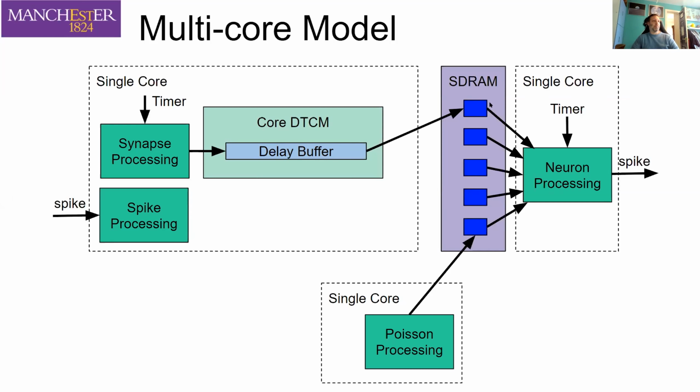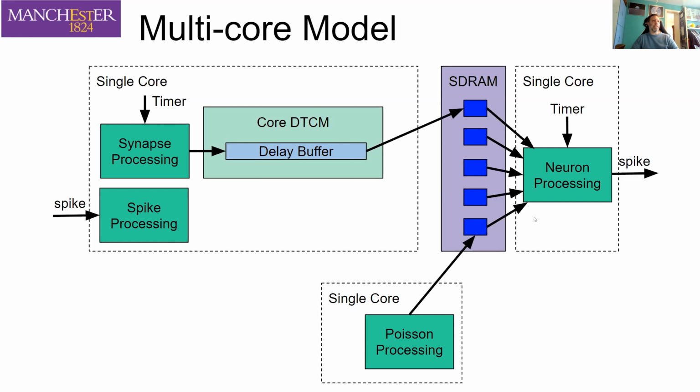So at the start of a timer tick, the neuron now has to fetch the data from SDRAM and then do the processing as normal. The trick with this is that you can also do the same thing with Poisson cores. When you've got Poisson sources feeding one-to-one into the neurons, you can put that into one of these buffers in SDRAM as well, and that can save you some processing of spikes. It stops a lot of processing having to go on over here. Instead, you're just doing it in the Poisson process and directly feeding it into the neuron.